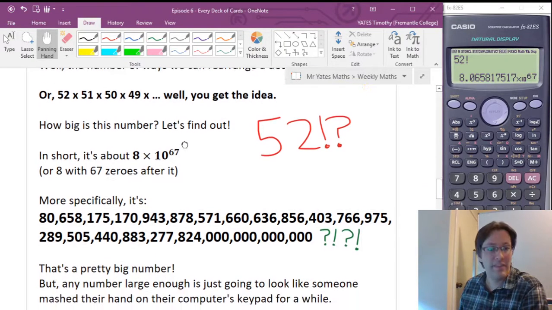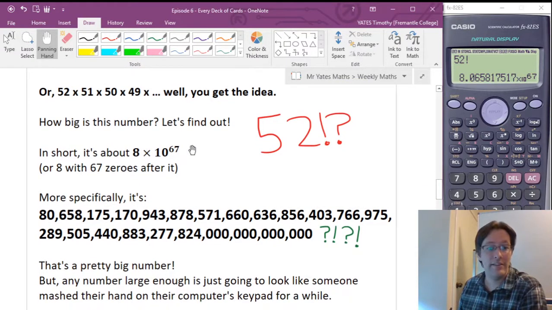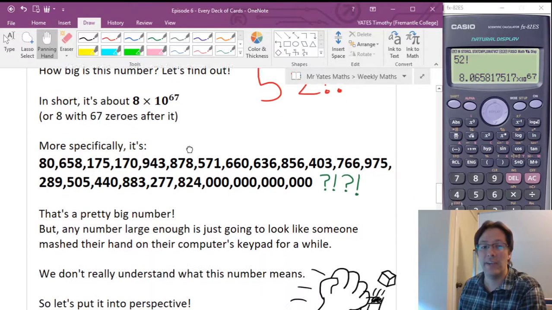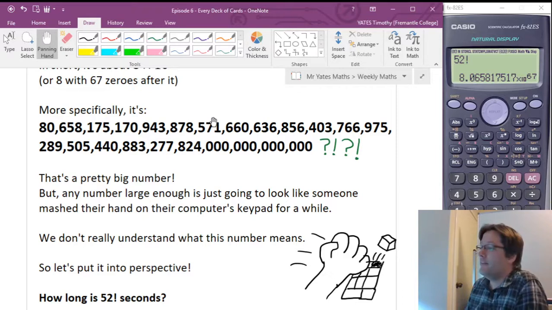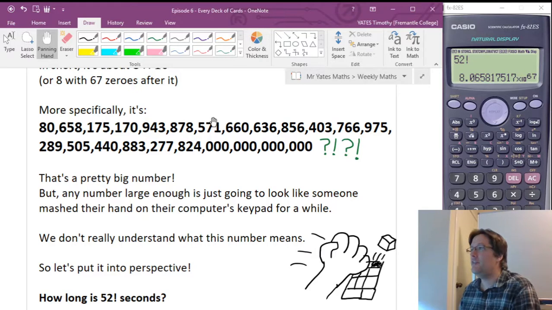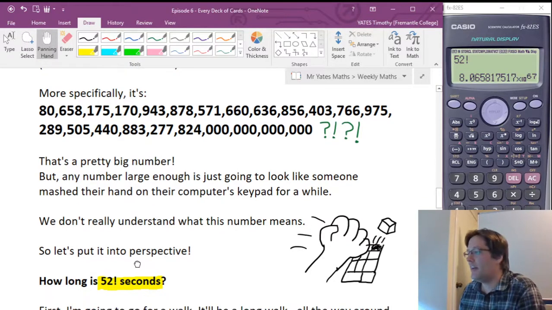And the thing is, any number that's large enough is going to just start to look like someone mashed their hand on a computer keypad for a while. So it's really hard to understand exactly what this number means. We just don't understand it. We don't ever, in day-to-day life, come across numbers that are this huge. So we're going to put it into perspective. How long is 52 factorial seconds? How many seconds is that going to be? Let's try and work that out.